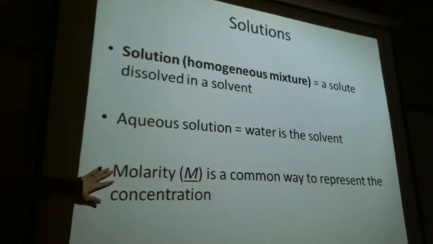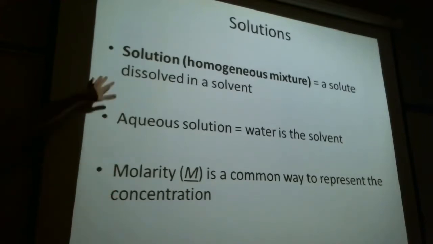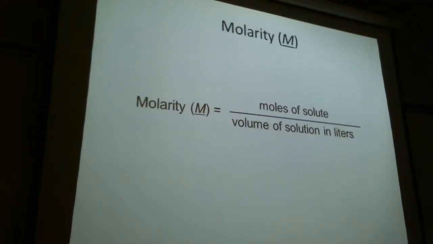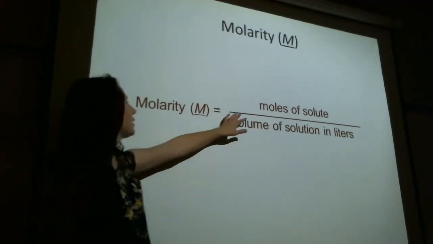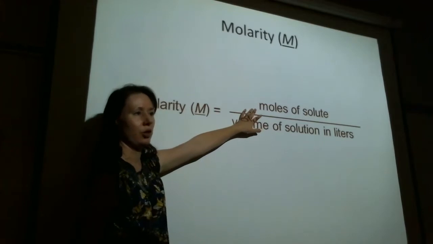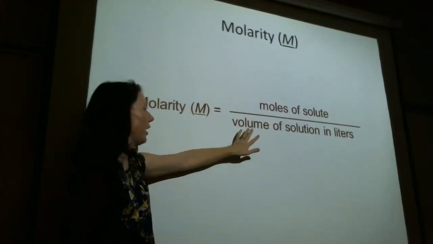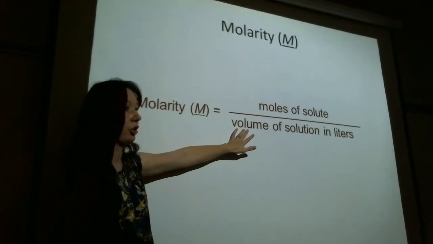So the concentration we're talking about here is the ratio of solute to solvent. That's what we mean by concentration. The formula for molarity is moles per liter. The solute must be converted to moles, so if I give it to you in grams, you must calculate the molar mass and convert it to moles. And the volume must be in liters.